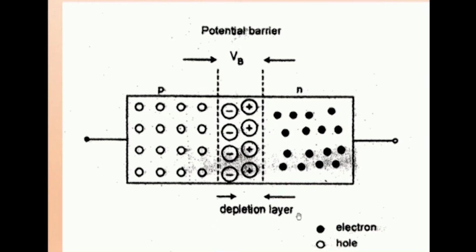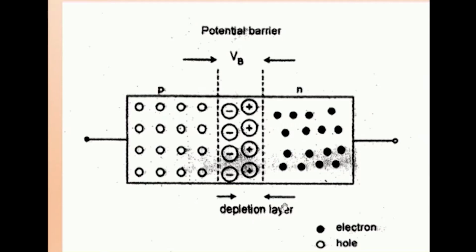And this region is called the depletion region, like crossing the LOC, the line of control. So we have a line there, the barrier. This is crossing, so it is a crossing. This will cross here, this will cross here, and it will form a region.